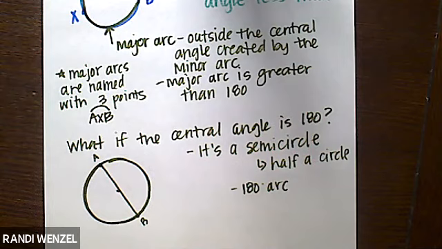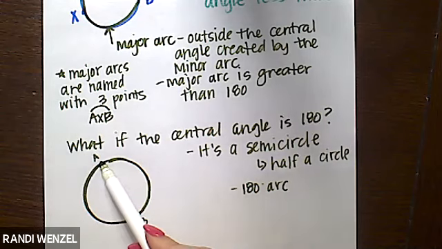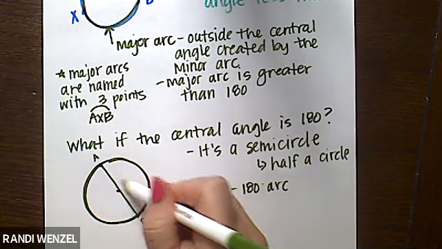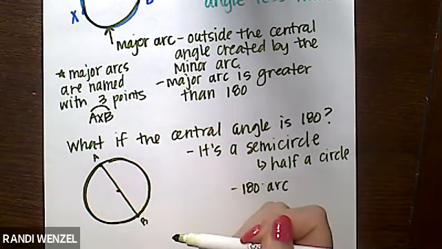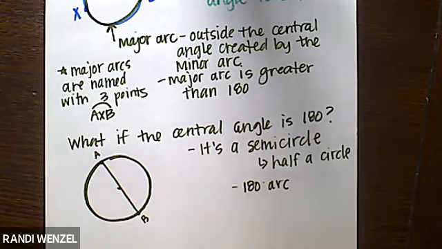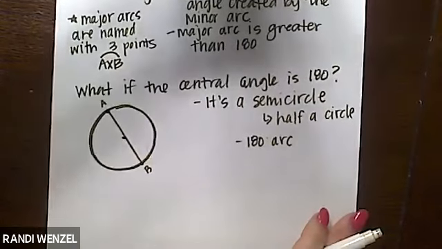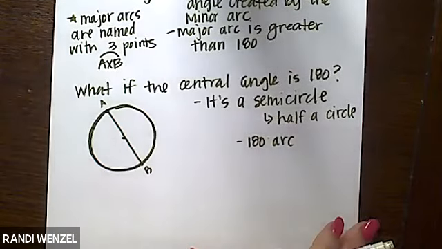Now I've been referencing the angle measure and the arc. If you're trying to figure out the measure of one of these, they're the same. Because this angle right here is a straight line, that's 180. That's why this arc would be 180. So when we're measuring arcs, the minor arc is always equal to the central angle.